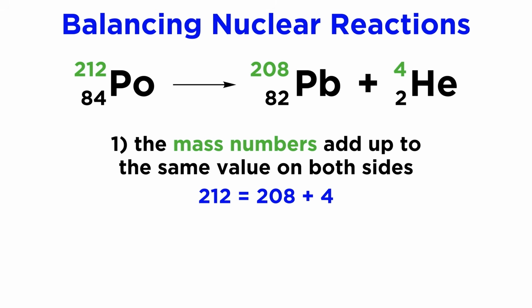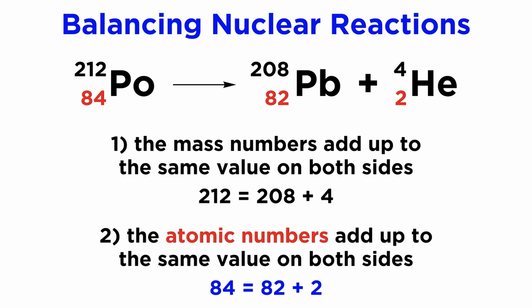Number one, the mass numbers must add up to the same value on both sides of the equation. On the left we have 212, and on the right we have 208 plus 4, which equals 212. So the mass numbers are valid. Number two, the atomic numbers, which in a broader context we can think of as charges, given how we notate certain particles involved in these reactions, must add up to the same value on both sides of the equation. On the left, we have 84, and on the right, we have 82 plus 2, which equals 84. So the charges are also valid.